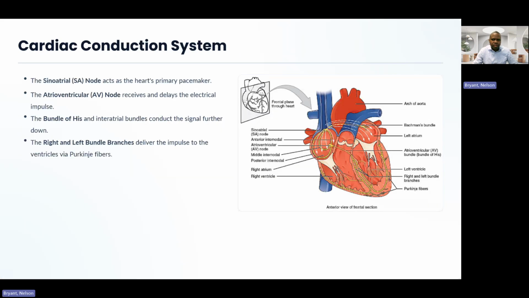The electrical conduction system coordinates the heart's mechanical activity. The SA node, for example, will initiate the impulse, which travels to the AV node, the second one on the slide, and then down to the bundle of His and through the bundle branches. So the disruptions in this pathway can manifest as arrhythmias on the EKG.